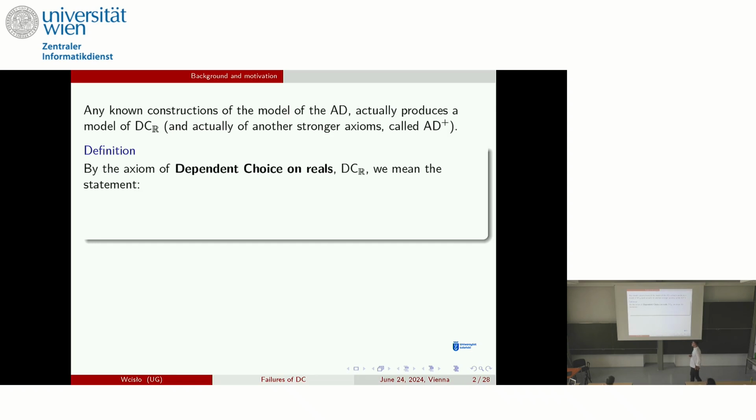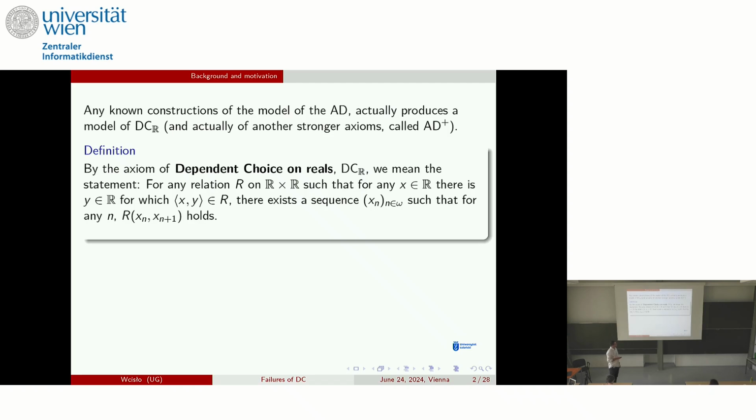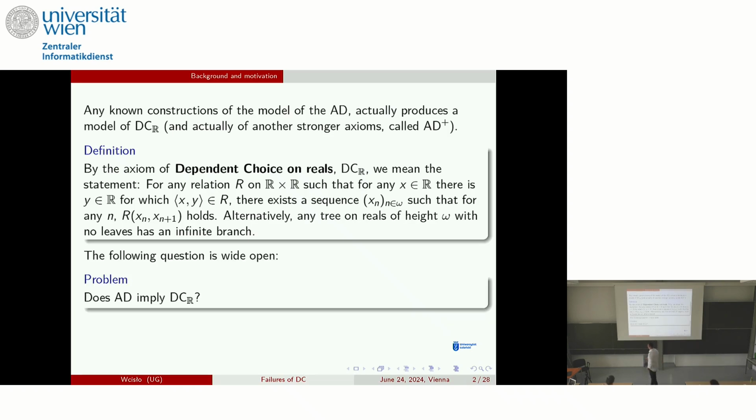So just recall that dependent choice on reals means if you have a binary relation on reals which non-uniquely for every element chooses another element, then you can actually thread through this relation. If you prefer, you can say that if you have a tree of reals of height omega, then you can find a branch. So this gives rise to the following problem, which seems to be hopelessly open: whether AD actually implies DC on reals. And we'll try to answer, as I said, a tiny bit of the problem.